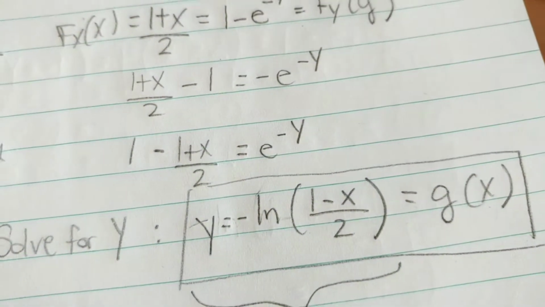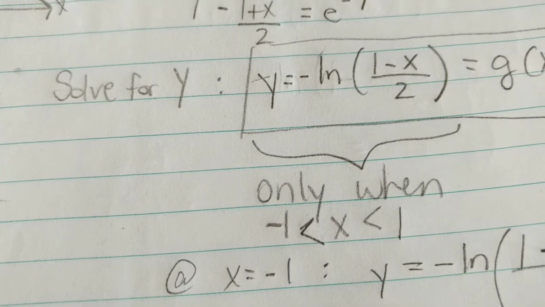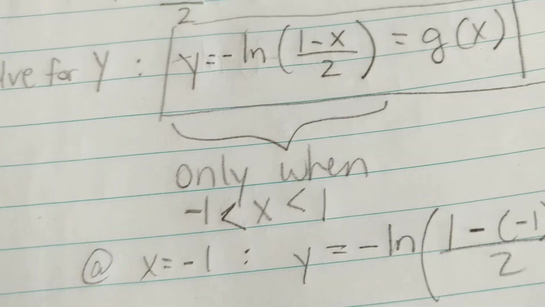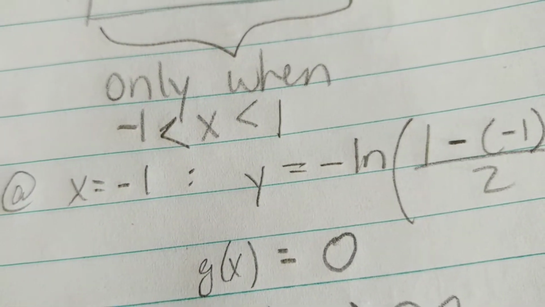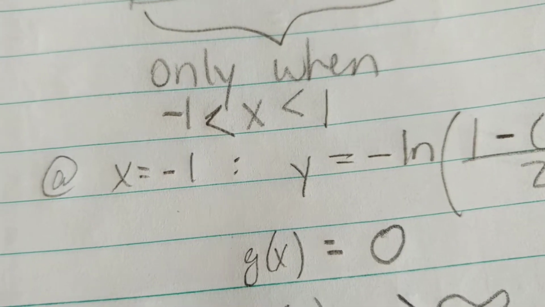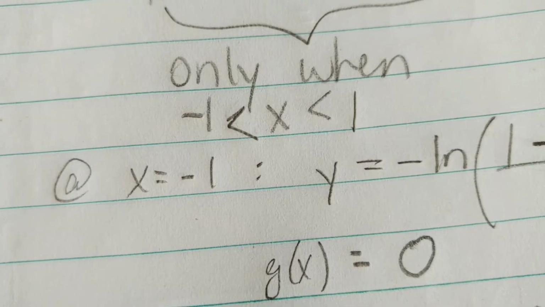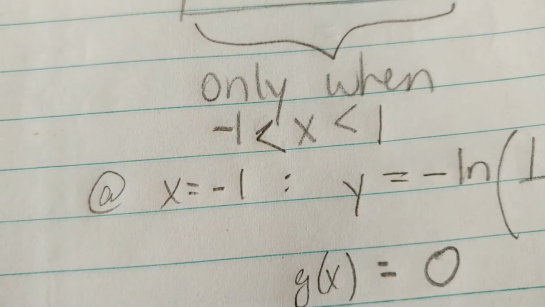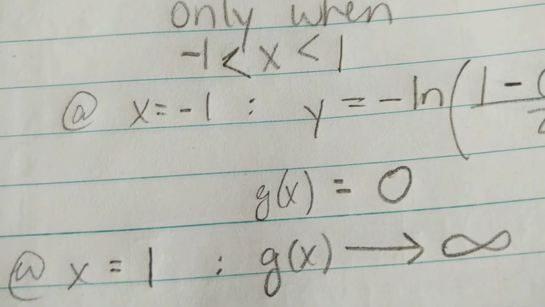I really like to work with the numbers. So if I solve for x at -1, if I plug in -1, you end up with ln of 2 over 2, which is just ln of 1. And so when x is less than -1, g of x is going to be equal to 0, including at -1. And then when x is equal to 1, you end up with ln of 0, which is undefined.